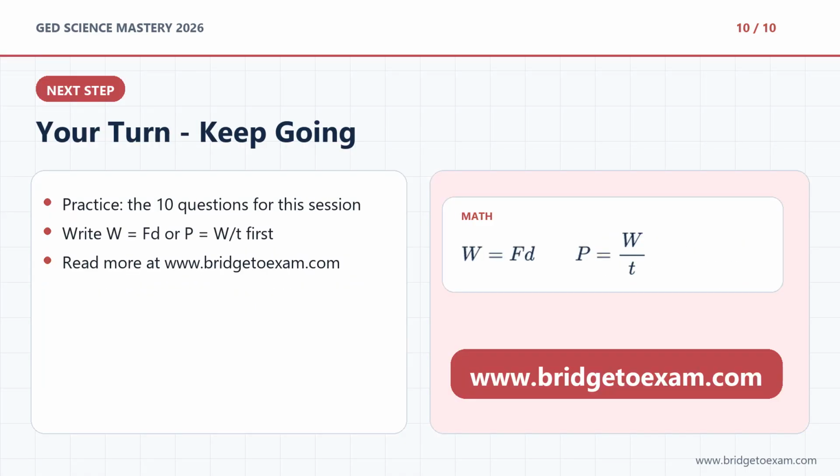Excellent work today. You can now calculate work, explain the force-distance trade-off in simple machines, compare power, and explain why efficiency is always less than 100% in real machines. Your practice for this session is the 10 questions attached to this lesson. Answer them from memory, and before each calculation, write the formula first. W equals F times D, or P equals W divided by T.